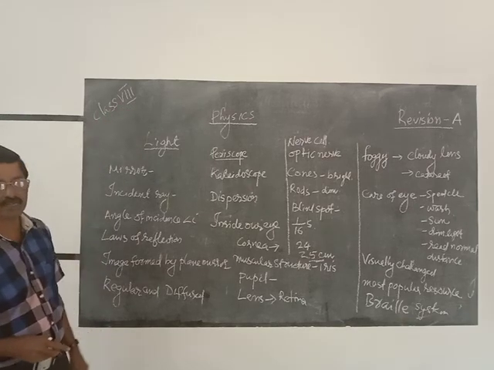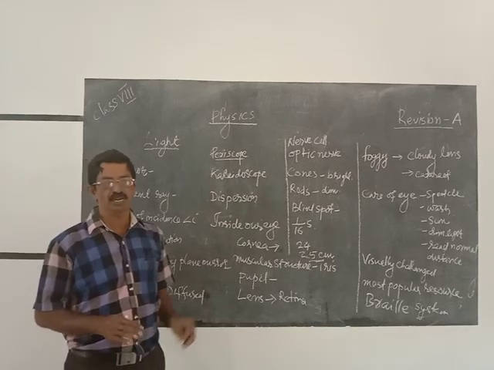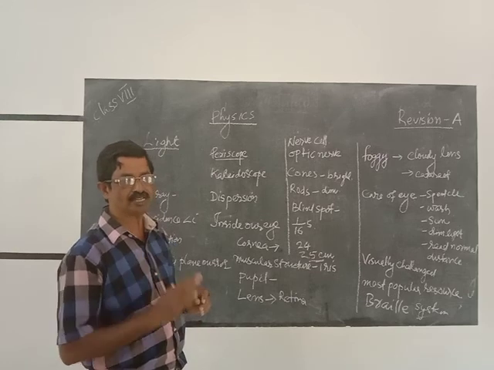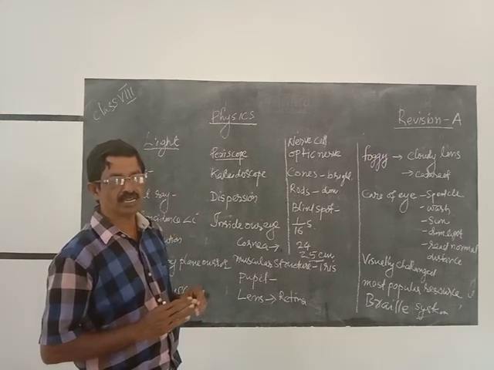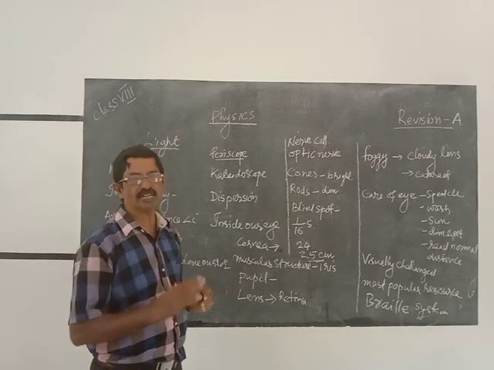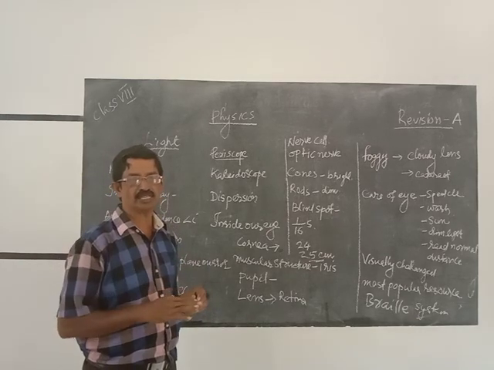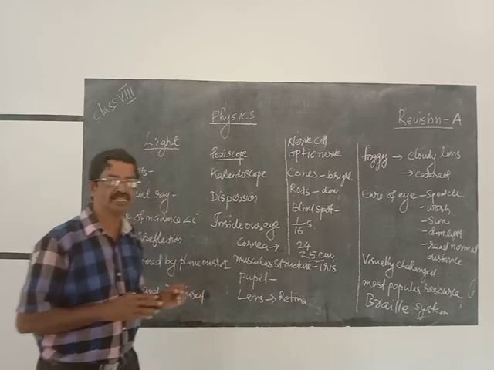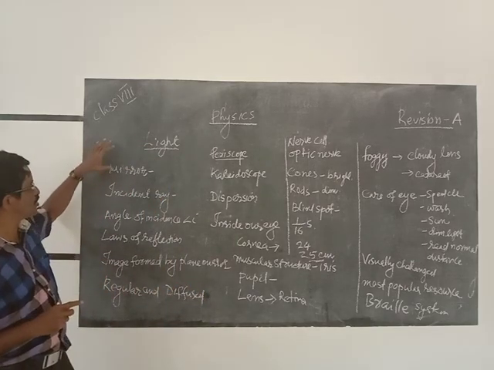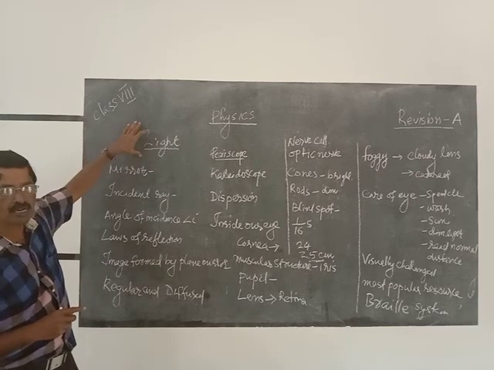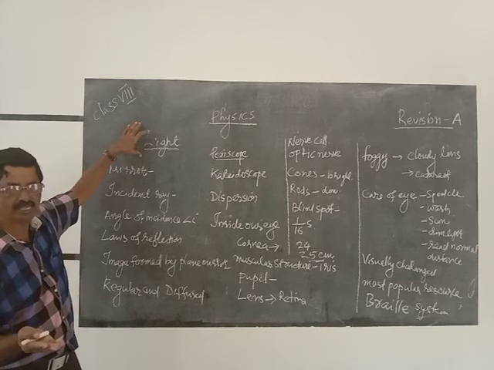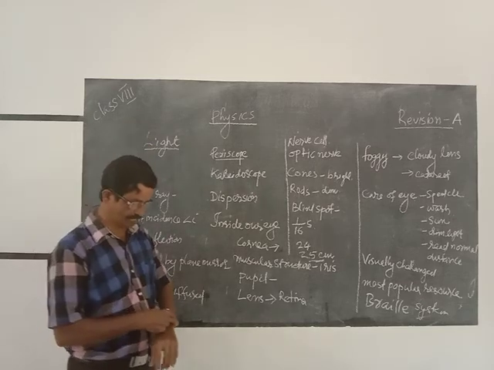Here you see, first of all, how we see an object. To see an object, light from the object, when it reflects and falls in our eye, we can see that object. First of all, you should know what light actually is, and then how we can see an object.